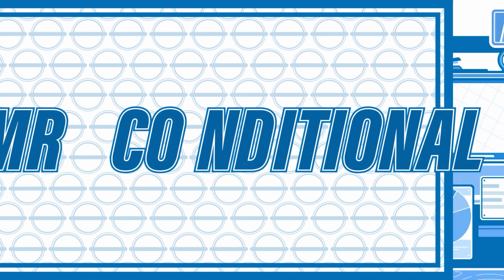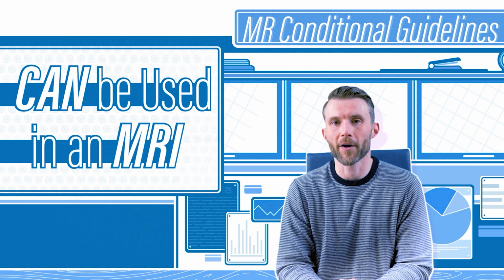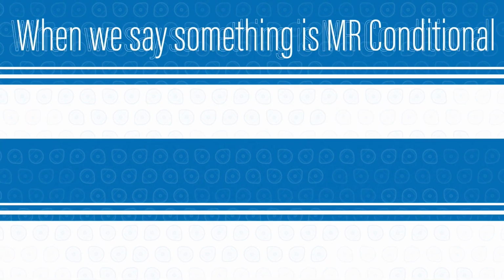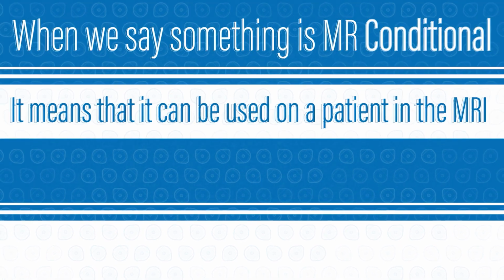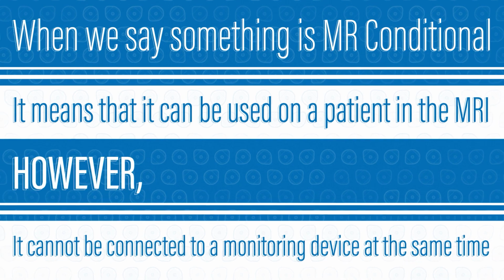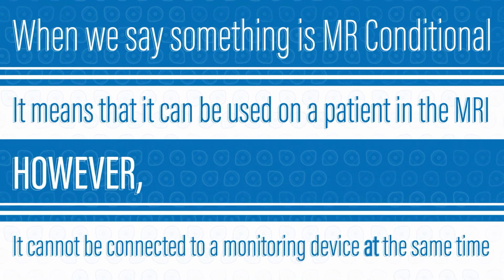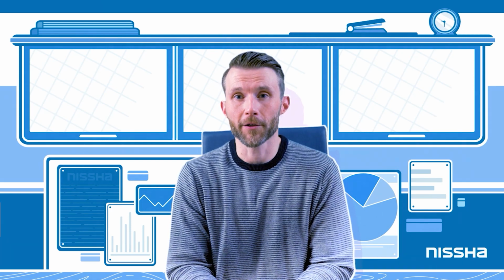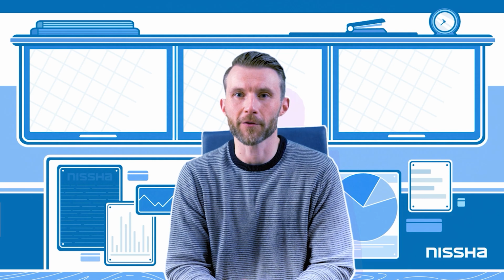MR Conditional means that the product can be used in an MRI, but only under certain circumstances. In the case of our electrodes, when we say that something is MR Conditional, it means that it can be used on the patient in the MRI, however, it cannot be connected to a monitoring device at the same time. Each manufacturer will have specific recommendations on what makes their product MR Conditional, so it's always best to consult the instructions for use.